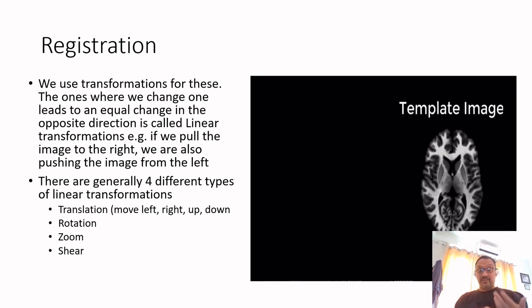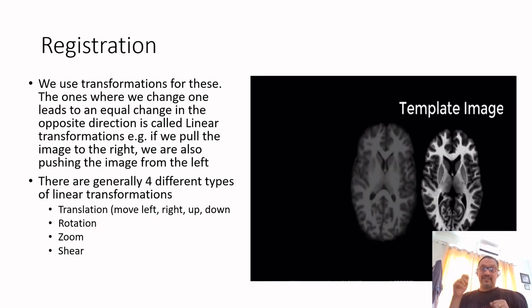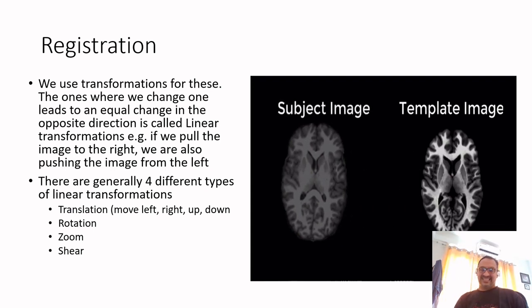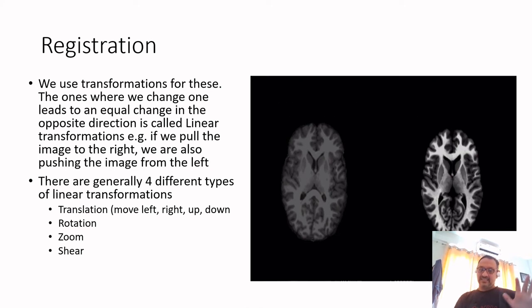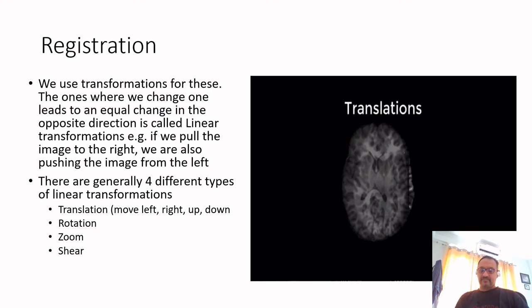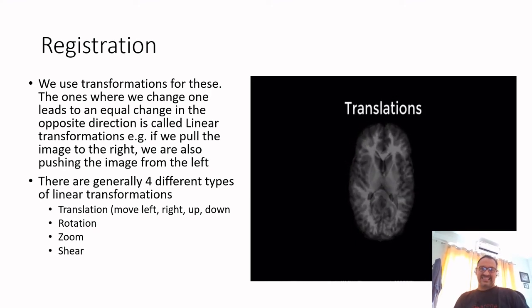There is also the non-linear way, right, which is if I pull one thing and the other side doesn't change, then it's a non-linear transformation. Okay, but we utilize all of them to get, let's say, a test image onto a template image. That's what you're trying to do here.